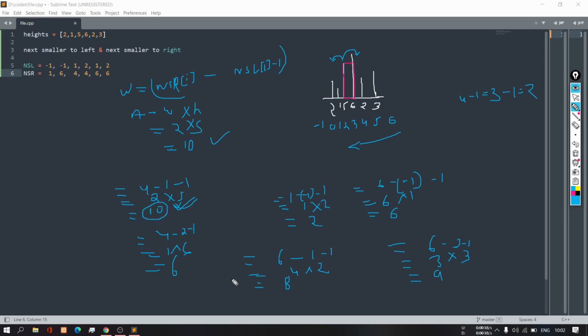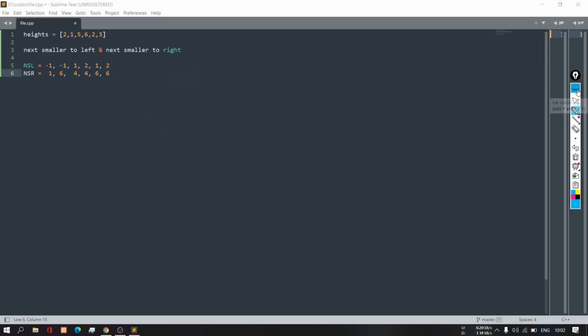Okay, so I hope you understand this, and as I told you, you need to understand this NSL and NSR, next smaller to left and next smaller to right. And as I told you, I will provide the article link in the description, so you can check it out, or you can watch the YouTube video. So let's see the code.